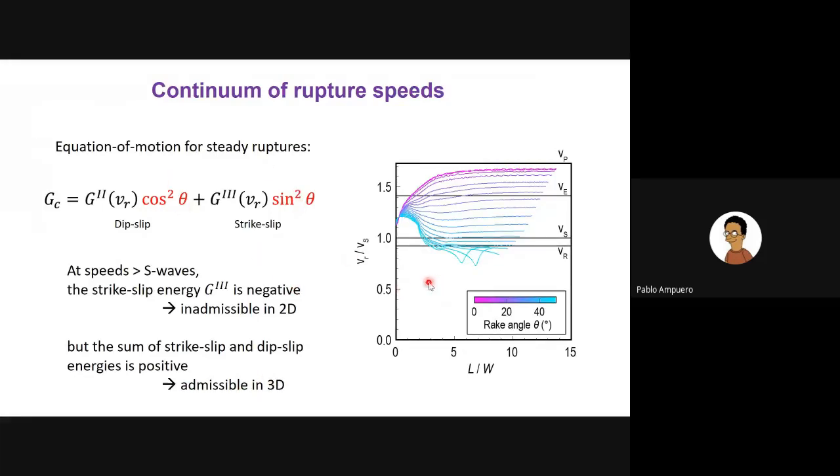And we did run simulations with different rake angles, and we do see how the rupture speed, as the rupture propagates as a function of distance, stabilizes at different speeds, and those speeds depend on the rake angle. And remarkably, there are speeds here that are achieved that are very steady, but they lie within this inadmissible range of the 2D theory. And this only happens in 3D.